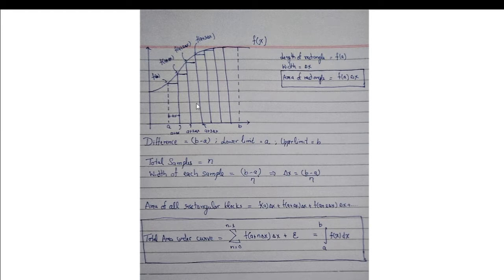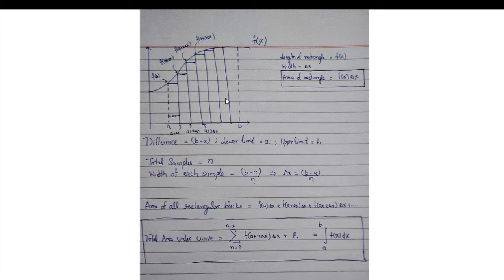Okay, lengths are different but they all have equal width, and this equal width is denoted by delta x. So if we want to find the area between the limits A and B, what we will be doing is calculating the area of this rectangle, then this rectangle, then this one, calculating all of the rectangle areas and then adding them together.